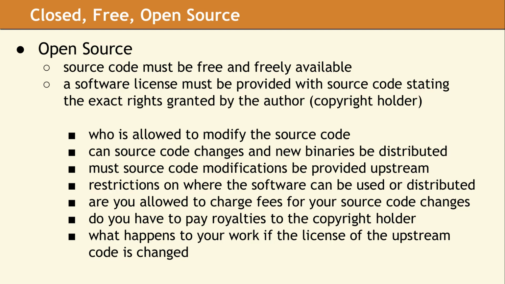When working with open source, you really need to pay attention to the terms of the software license to make sure you are using it within the constraints set by the original author. These constraints can include factors like who is allowed to modify it, how these new versions of the software can be distributed, whether you must provide the modifications back to the original author. You may or may not be able to charge a fee for the changes to the source code. You may have to pay royalties. And you may be in a bind if the upstream author decides to change the license after the fact, depending upon how that license was originally written.